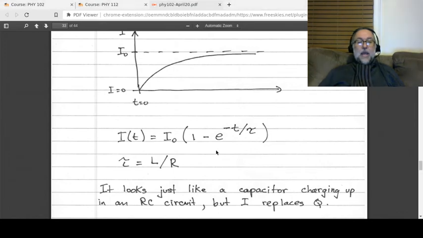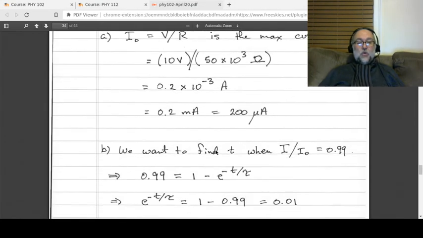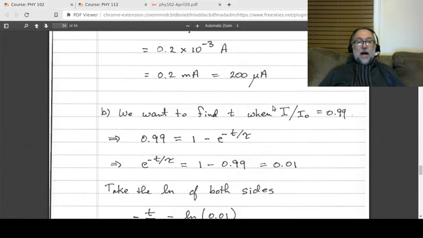And the ratio of I over I naught. I didn't give you I, and you could use this for your I naught, but I didn't give you I. I just said that the ratio I to I naught is 99%. In other words, I has reached 99% of the maximum, 0.99. So if you plug that into the equation above, you get that 0.99 is equal to 1 minus e to the minus t over tau.